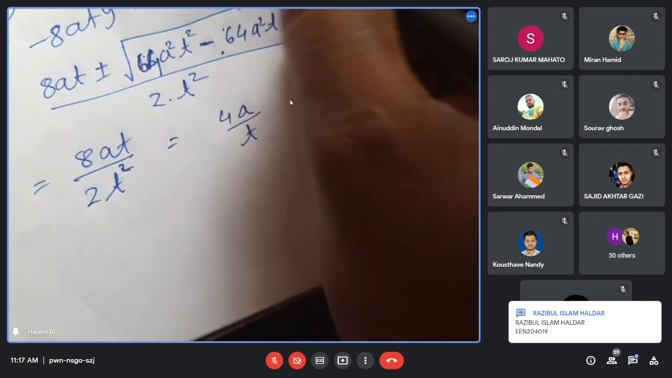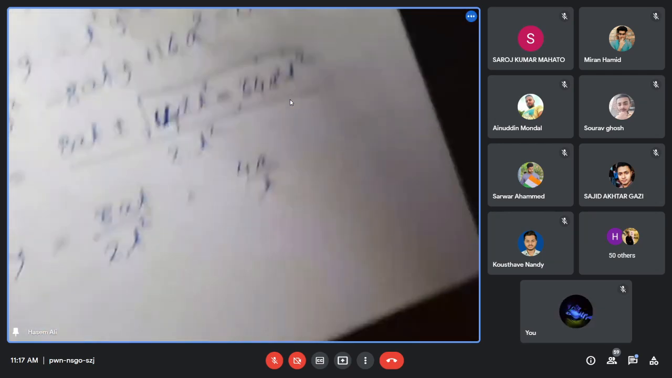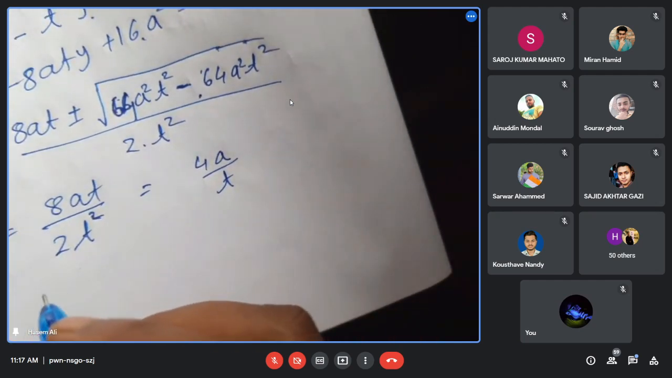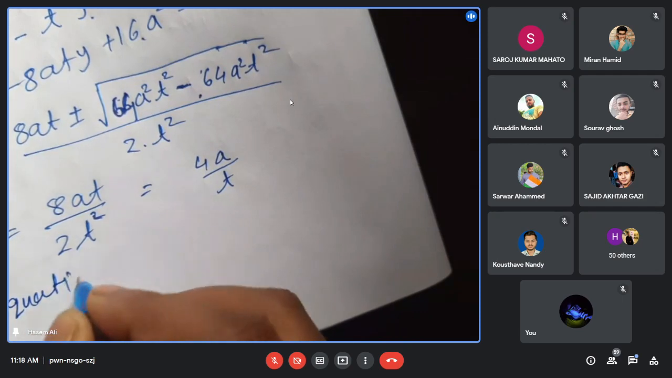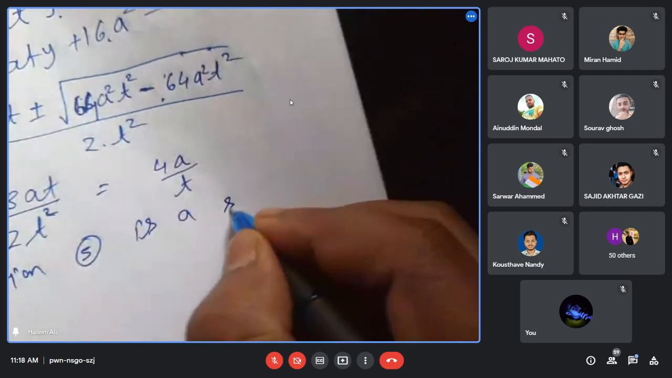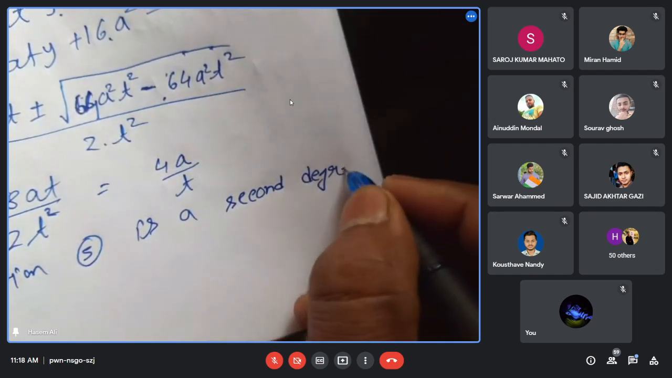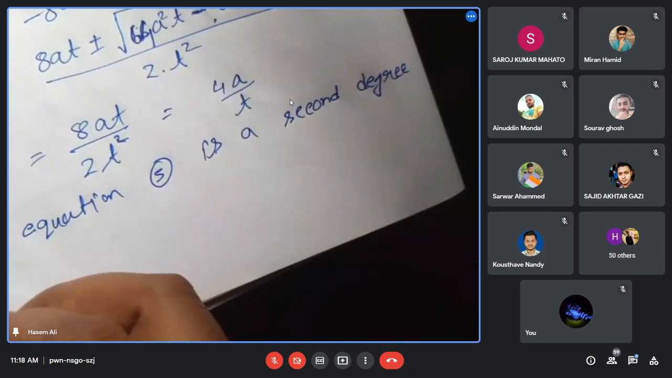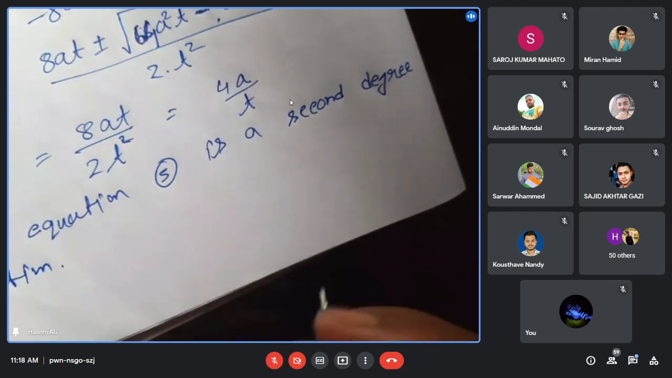See this equation 5. This is our equation 5. Equation 5 is a second degree equation.